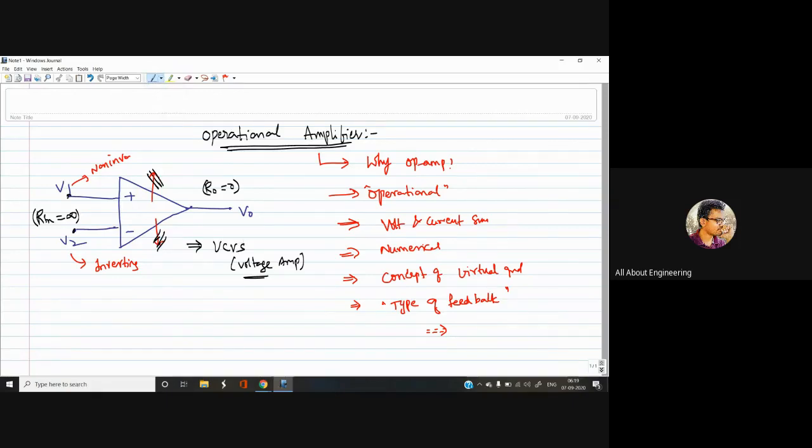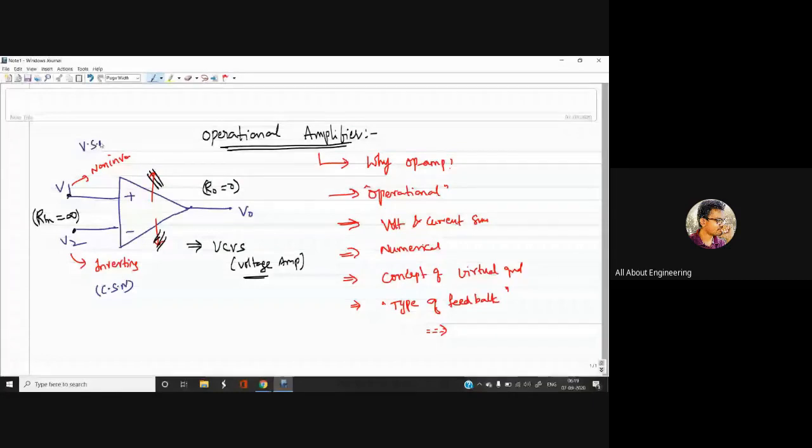Now the important thing is why this inverting terminal is called the current summing node, and this non-inverting terminal is called the voltage summing node. These are the things you should learn primarily. But these things we are going to see soon after learning about feedback.